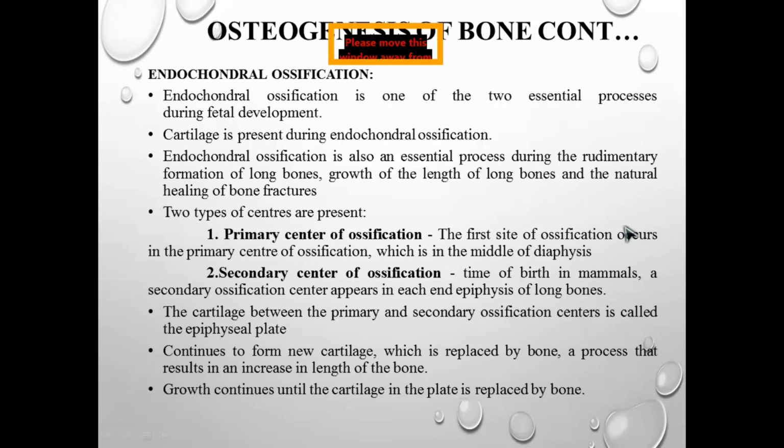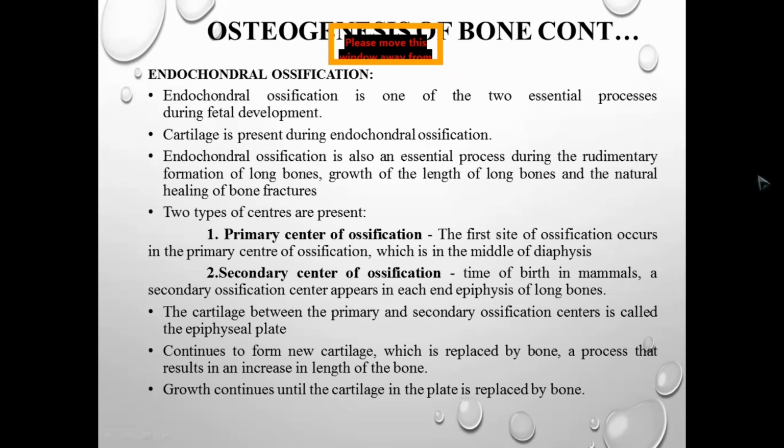So the first site of ossification occurs in the primary center of ossification, which is in the middle of the diaphysis. This helps in the lengthening of the diaphysis. Okay, the primary center of ossification. The secondary center of ossification appears at the time of birth in mammals. A secondary ossification center appears at each end of the epiphysis of the long bone. The secondary center is more concentrated on the epiphysis of the long bone.